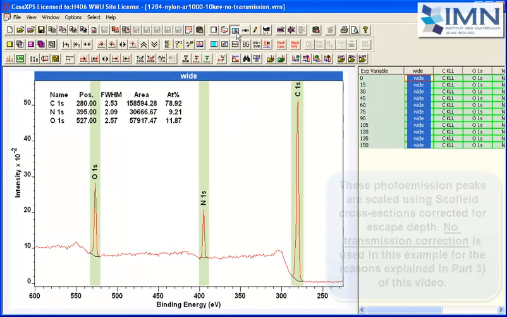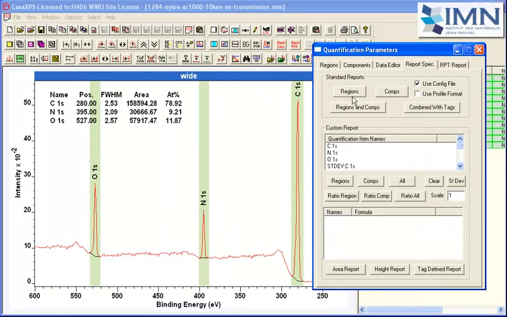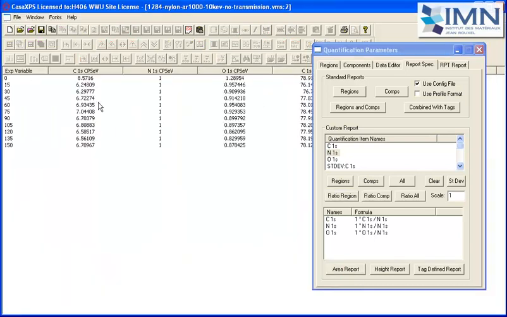Let's examine this using the report spec page, and if we do the ratio of carbon and oxygen to nitrogen, then we can see that the amount of carbon changes in this sequence of measurements. The difference between these measurements is that an argon cluster ion source has been used to etch the sample, or sputter the sample, with the intention of cleaning the sample.